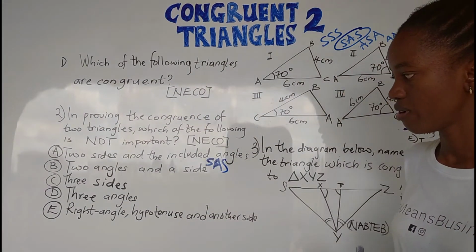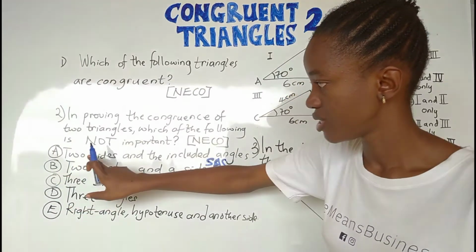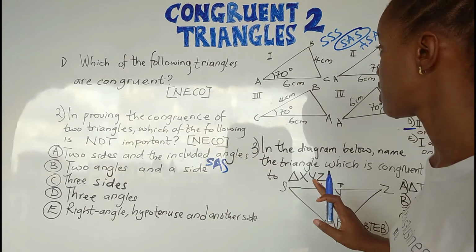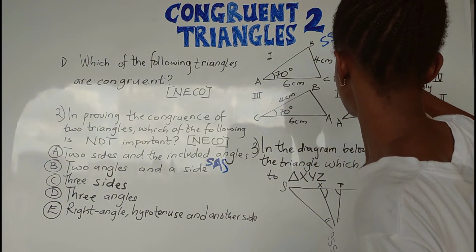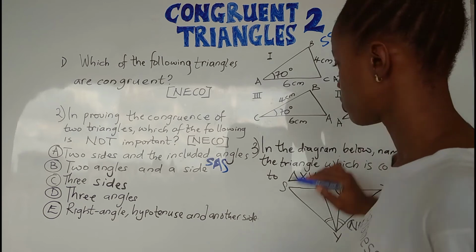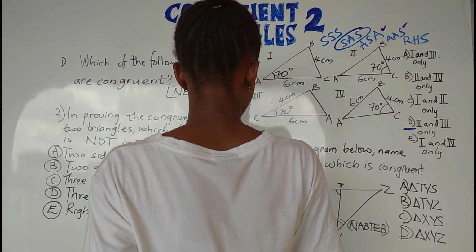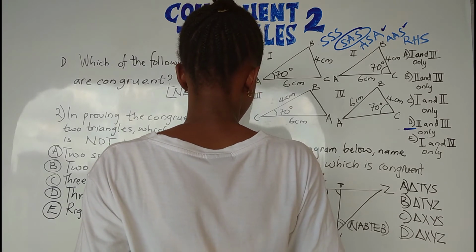SAS. Alright? So it's important. B, two angles on the side. Is there any of the tests that allow for that? Two angles on the side, yes, this one and this one. So we are seeing A, S, and ASA.